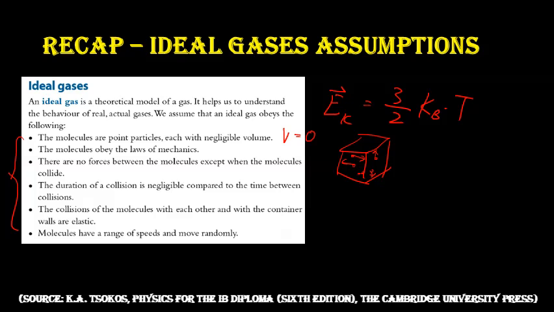And for the fourth one, the duration is negligible. So what it means is, for momentum, there is impact time, which is F times delta T equal to delta P. And here we may neglect the impact time when the particles are colliding on the wall. The second last is considering the collision is elastic. So that means the KE is completely conserved and there's no KE loss during the motion. And lastly is talking about the movement being all random.